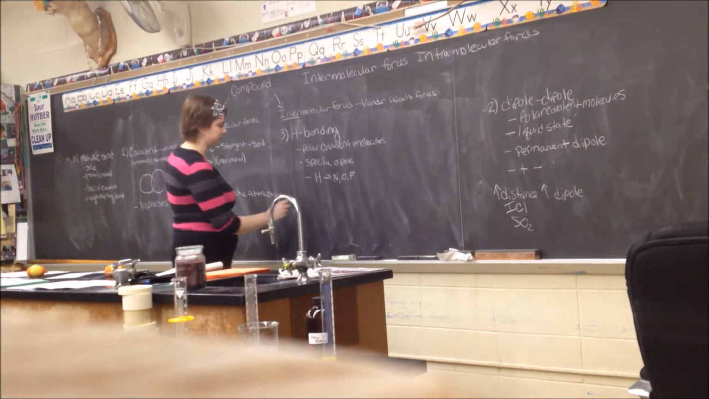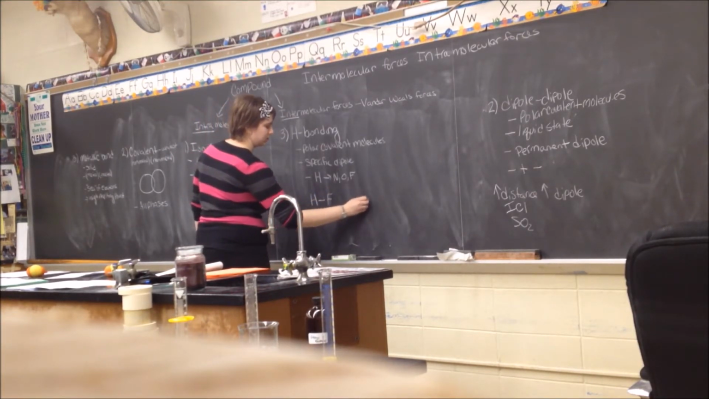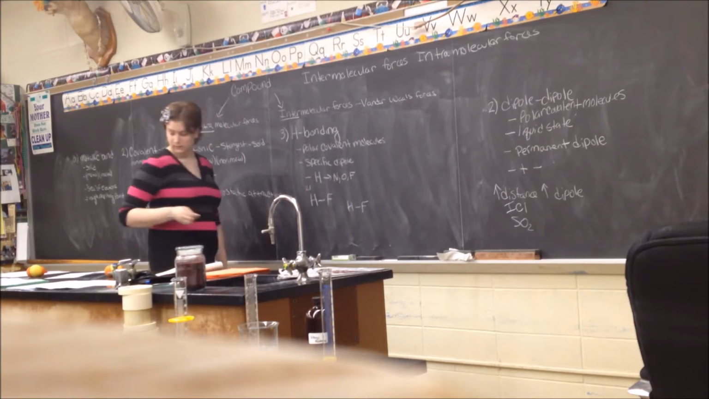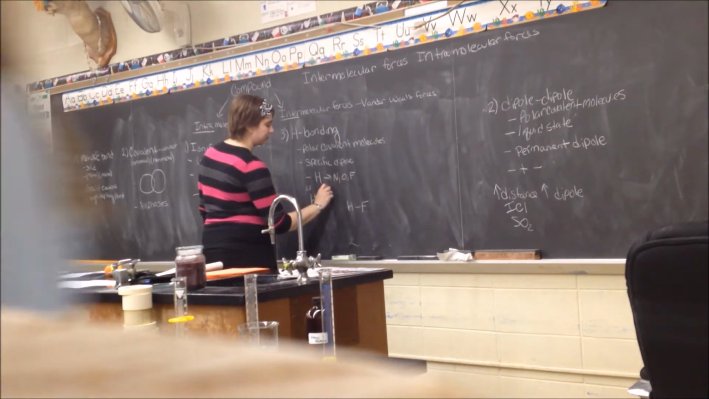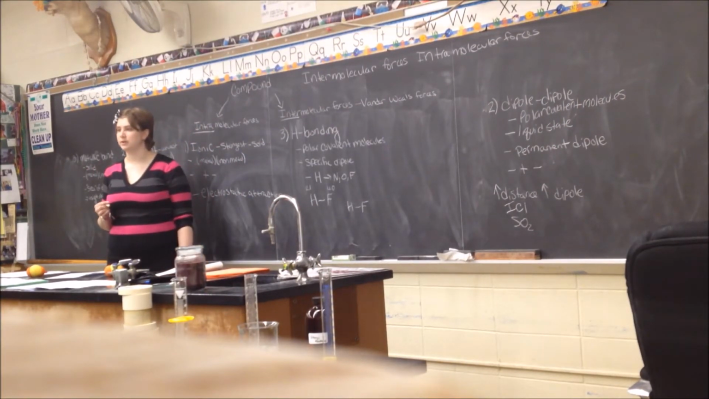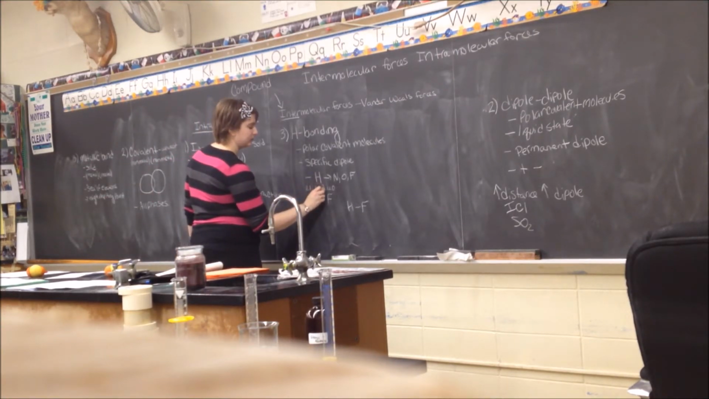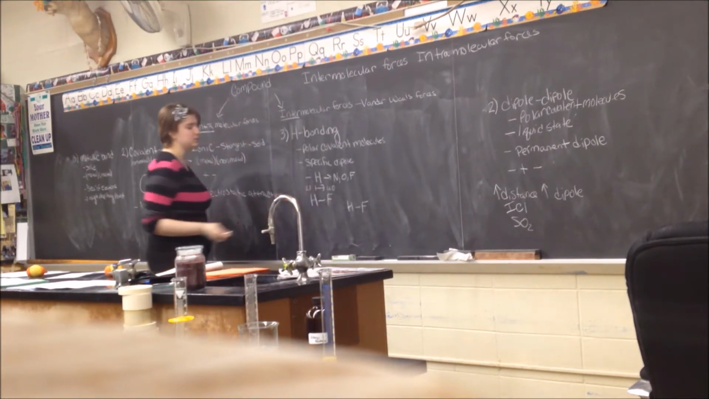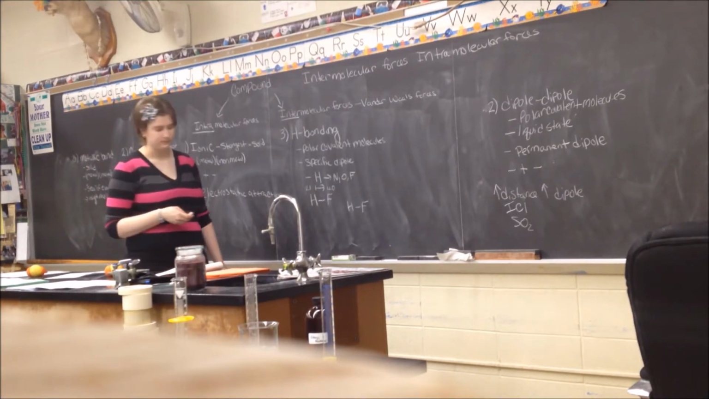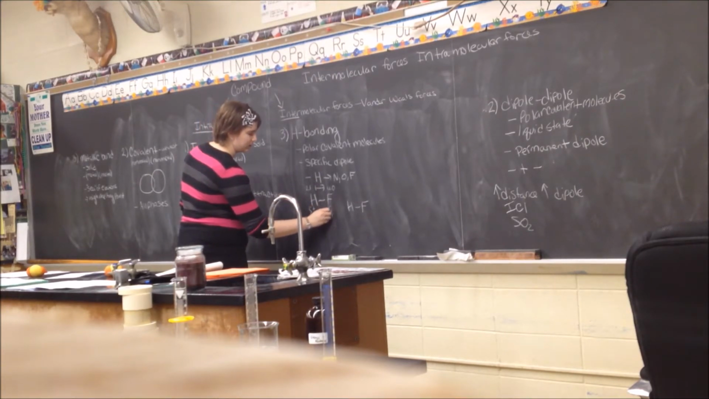Okay? So let's look at an example. We have hydrogen to fluorine. Hydrogen has an electronegativity of 2.1. Fluorine has an electronegativity of 4.0. So, which way is our vector going to be going? Towards fluorine. So, which end is our positive end? Your hydrogen. Yes. And our negative end? Fluorine.